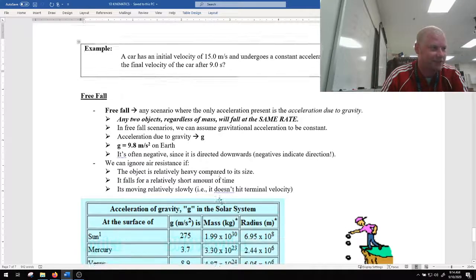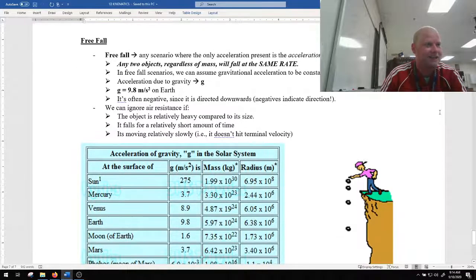Now, most of the concept comes in the state of free fall. And basically what free fall tells us is that anything that is in a state of free fall will fall at the same rate regardless of mass. By definition, anything in free fall is under only one force, the force of gravity. Therefore, it only has one acceleration, the acceleration due to gravity.